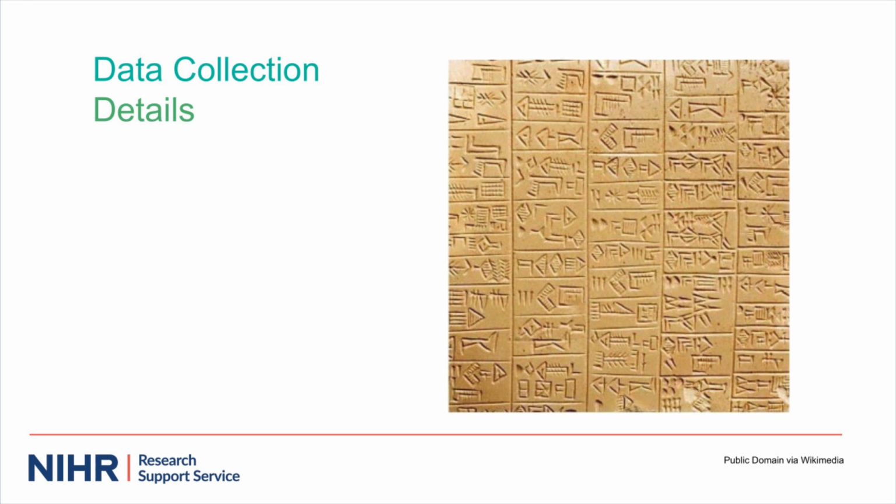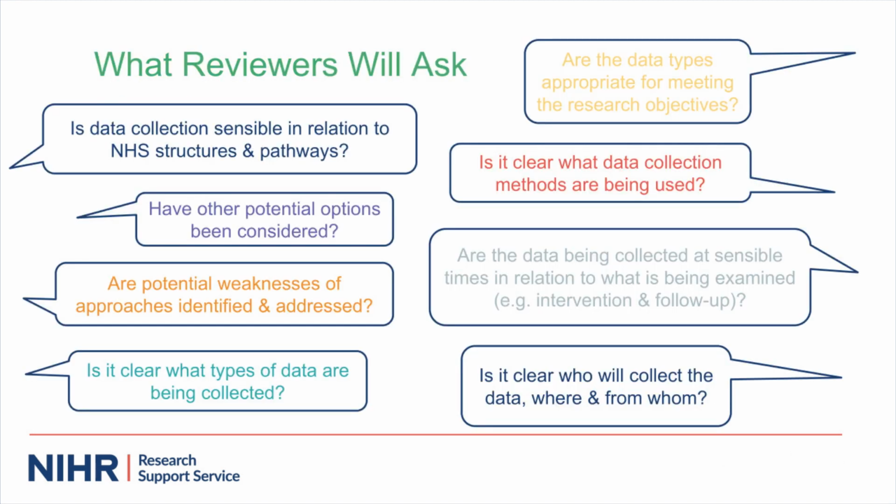So let's think a little bit about data collection. What reviewers will ask: is it clear what types of data are being collected? And again, it's amazing how many people say, oh, we'll collect this, but they don't really say how, or they don't question whether the variable that you want to use in a big data set, for example, actually really relates truthfully to what you're looking for. Are the data types appropriate for meeting the research objectives? Is it clear what data collection methods are being used? So not only the types, but also how.